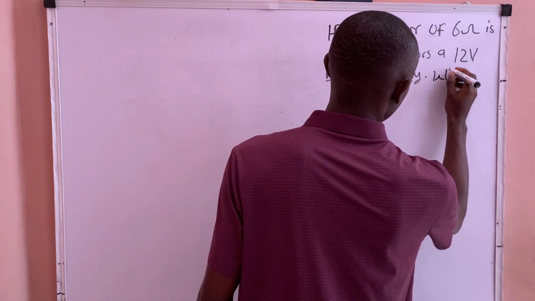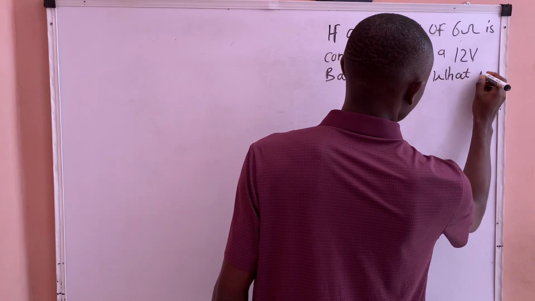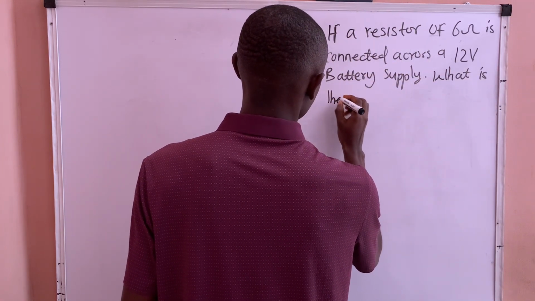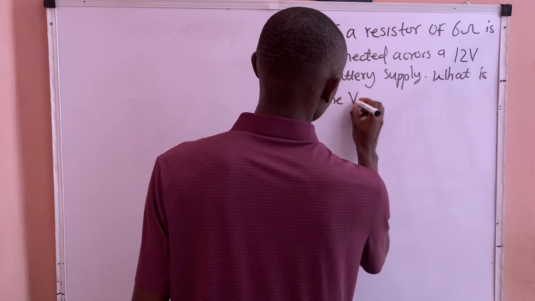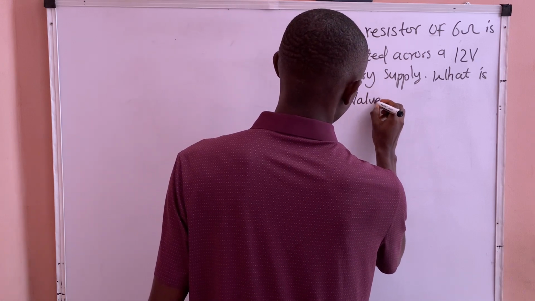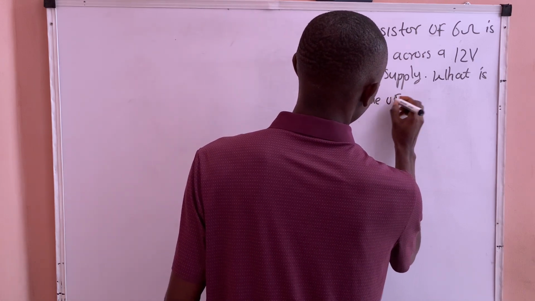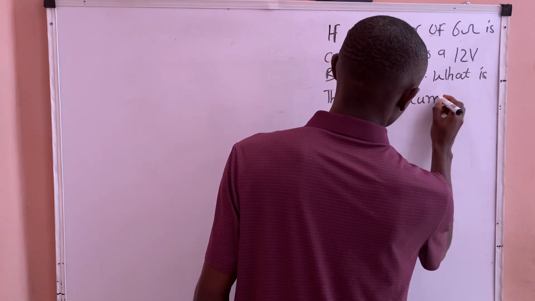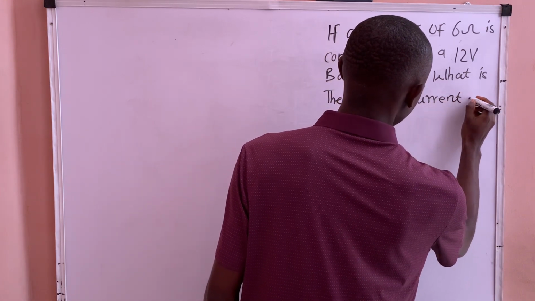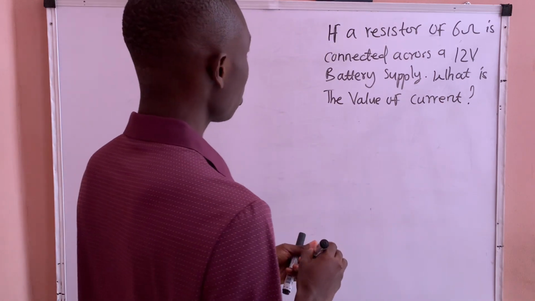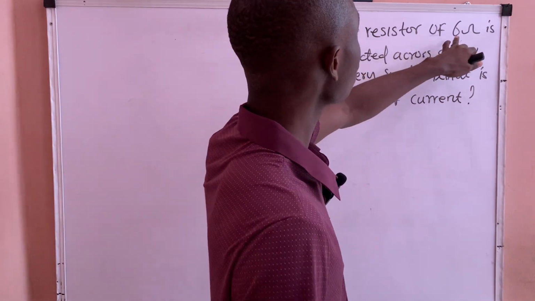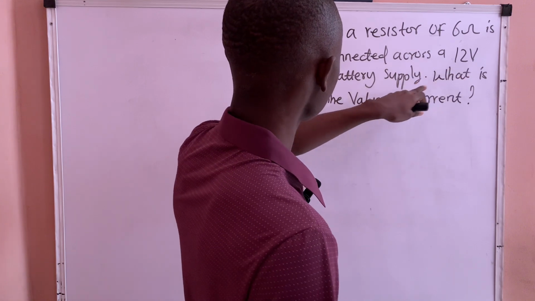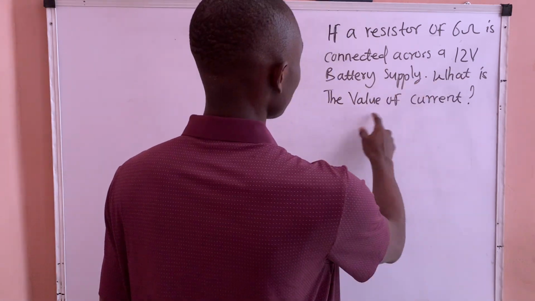What is the value of what? Current. We are asked to find the value of current when a resistor of 6 ohms is connected across a 12-volt battery supply. What is the value of what?